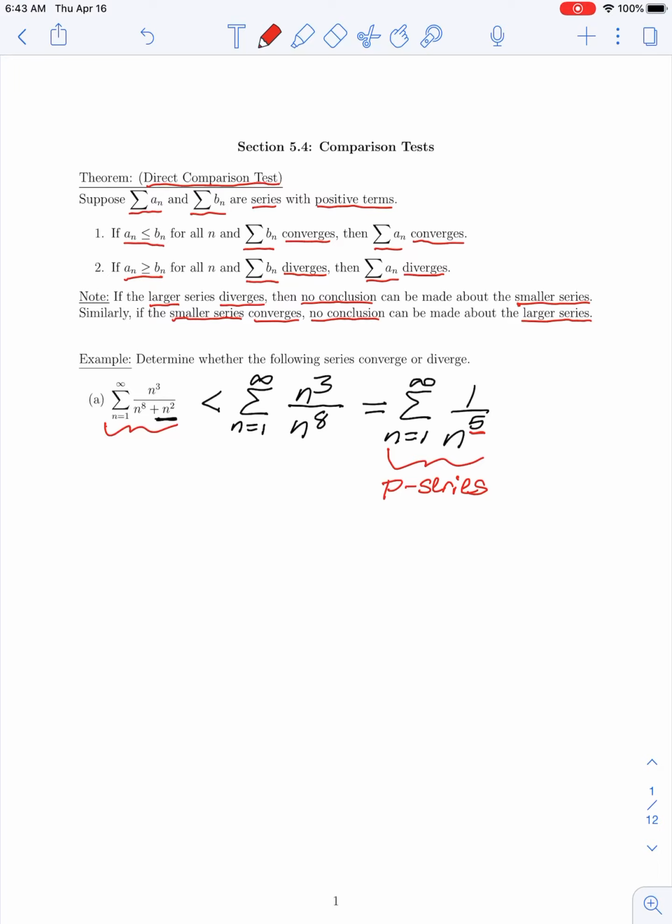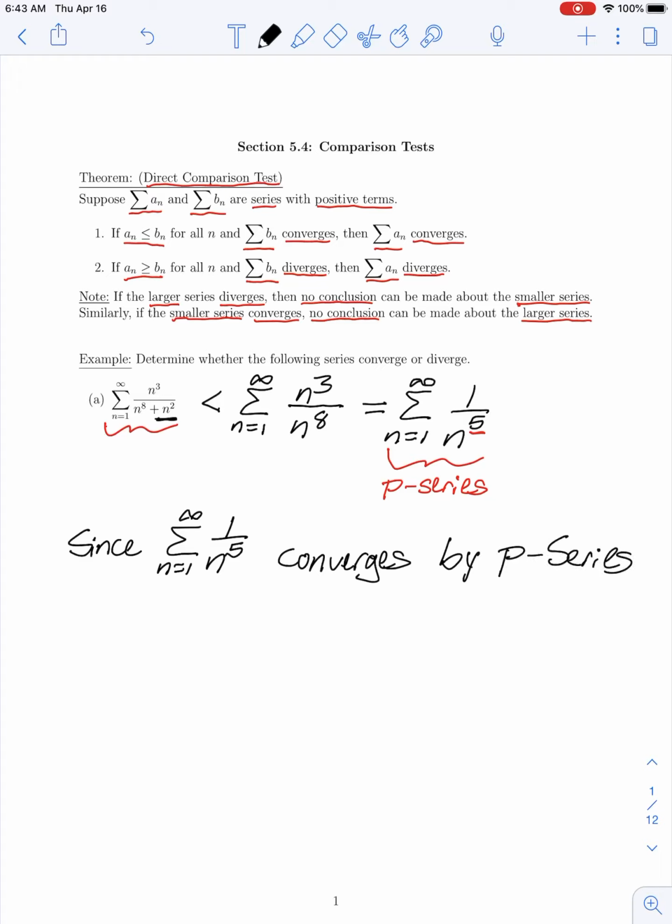So let's write out that conclusion. Let's explain exactly why our series converges. So we would say something like this. Since the series from 1 to infinity of 1 over n to the 5th converges, why does it converge? It converges by the p-series test with a value of p equal to 5, which is greater than 1. That's the condition we needed for convergence.